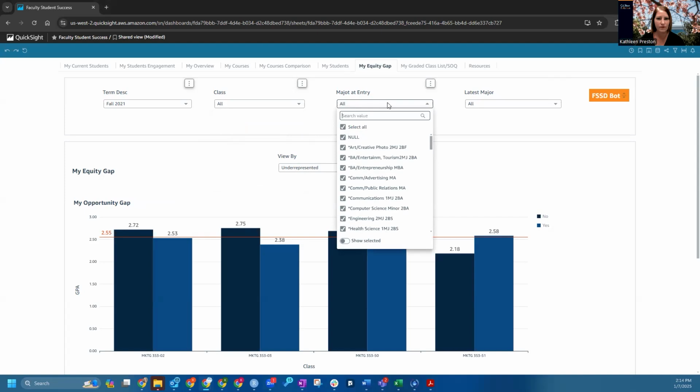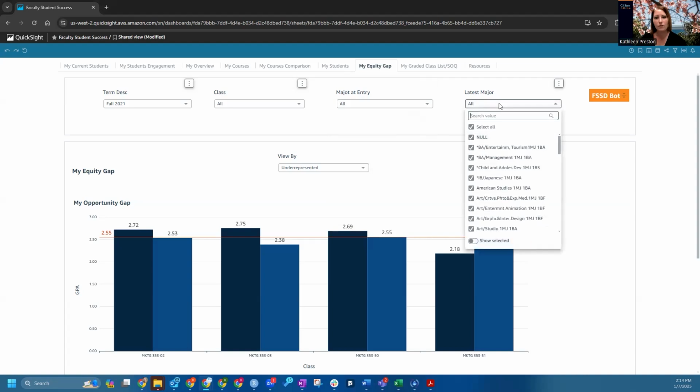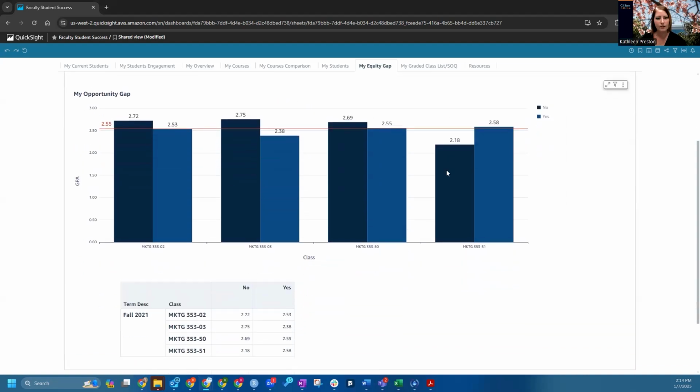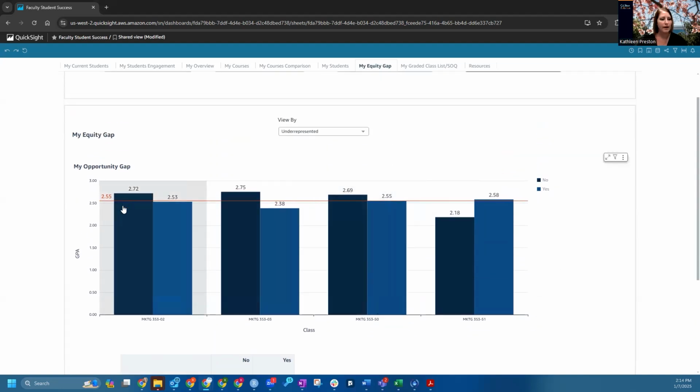Here we're including all of the majors, but we could select out specific majors. We could also look based on their latest major. And this particular graph, and the same information reflected down in a table below, shows us any opportunity gap or some inequities in our particular courses.